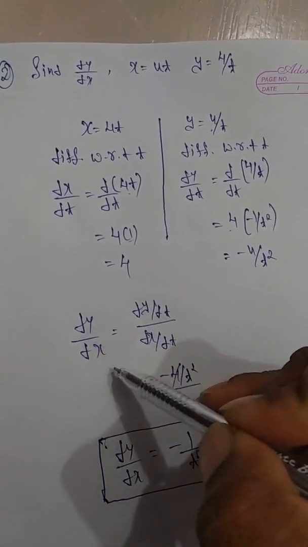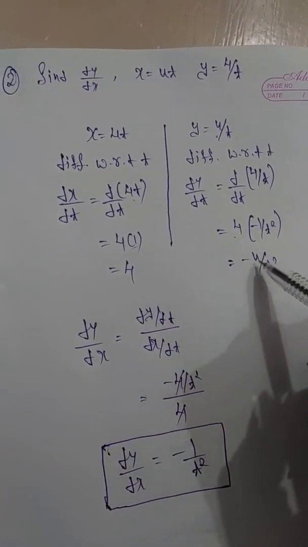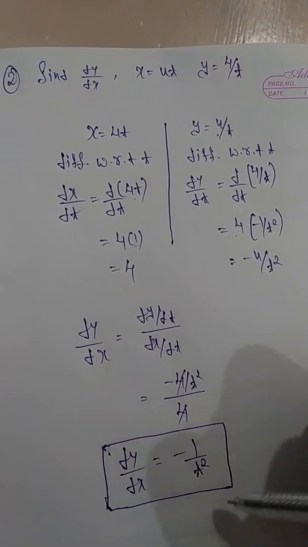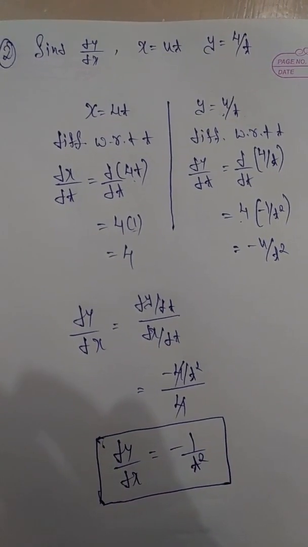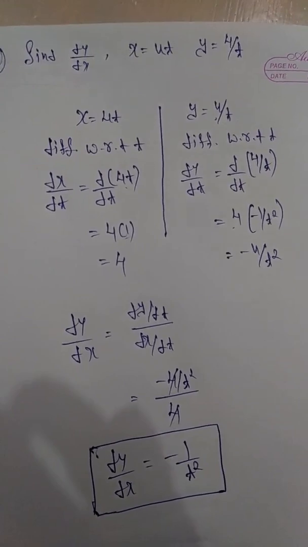You want to find dy by dx. dy by dx is equal to dy by dt divided by dx by dt. dy by dt is minus 4 by t square, divided by 4. The 4 cancels. Here we are left with dy by dx is equal to minus 1 by t square. So this is the problem. Take a screenshot and copy to notes.